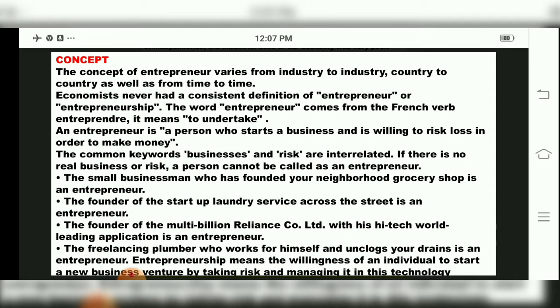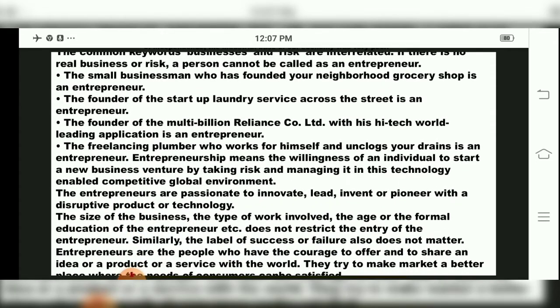Then the founder of the multi-billion Reliance Company Limited with his high-tech world leading application is an entrepreneur. The freelancing plumber who works for himself and unclogs your drain is an entrepreneur. So entrepreneur means willingness of an individual to start a new business. For the technology set, taking risk and managing the technology to enter this competitive global environment. So the entrepreneurs are passionate to innovate, lead, invent or pioneer with a disruptive product or technology.